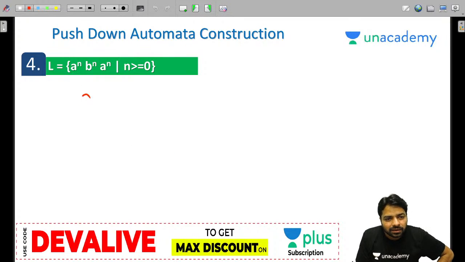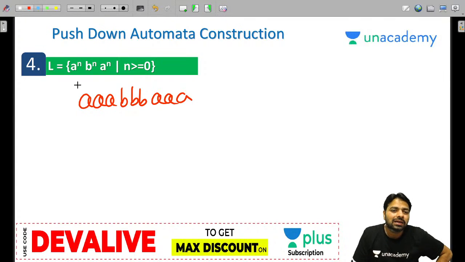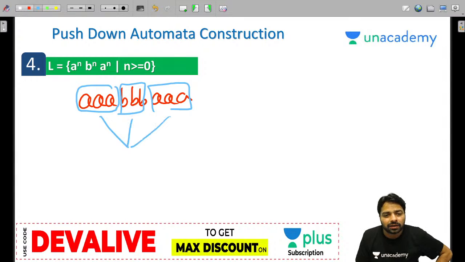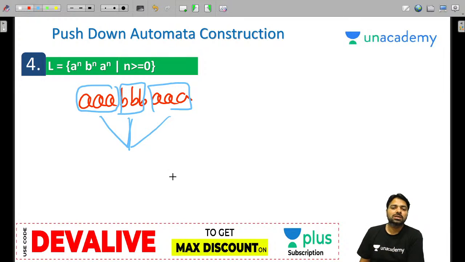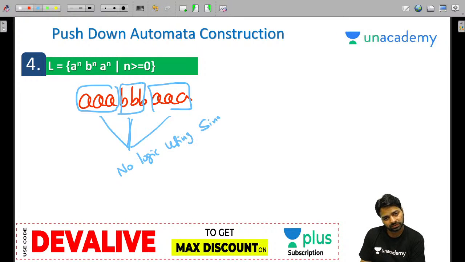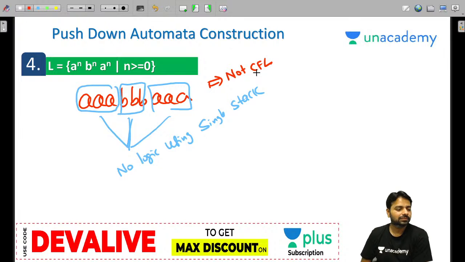Now again, you have 3 A's, 3 B's, 3 A's. There are 3 counts here, and all 3 counts are depending on each other. Using a single stack, you can only check the dependency between 2 counts. So here all are depending, and there is no logic using a single stack. So it is again not CFL.